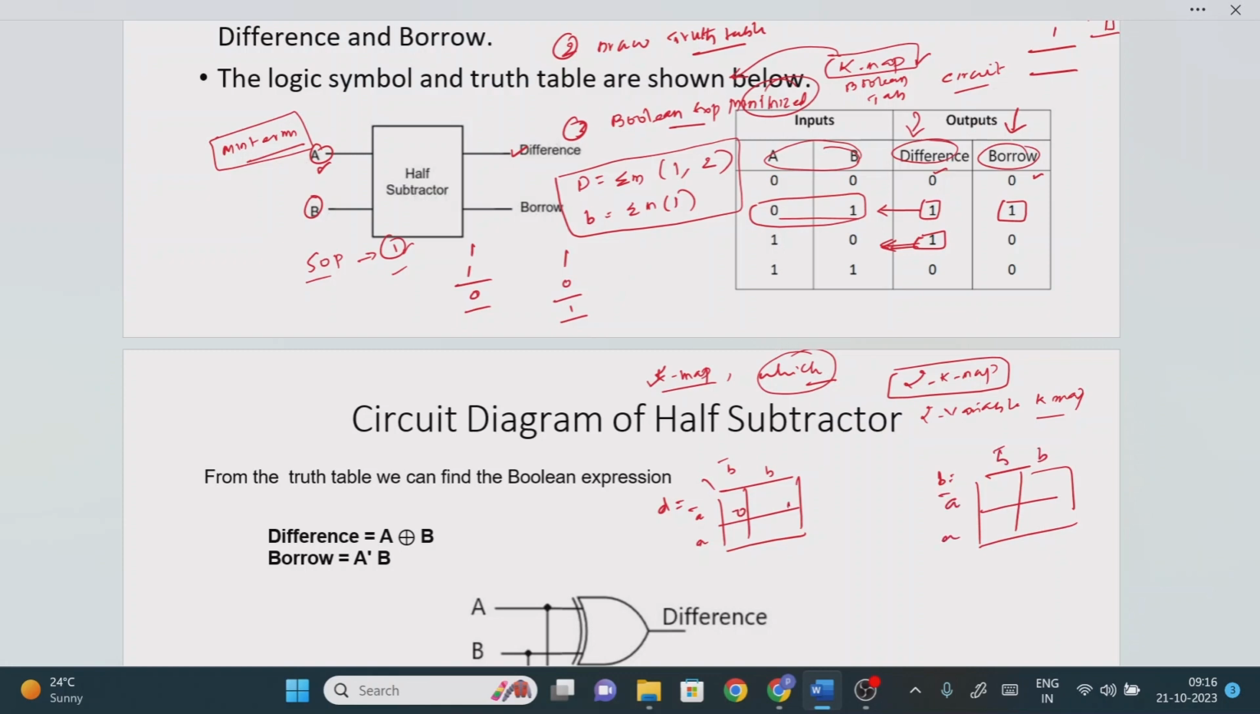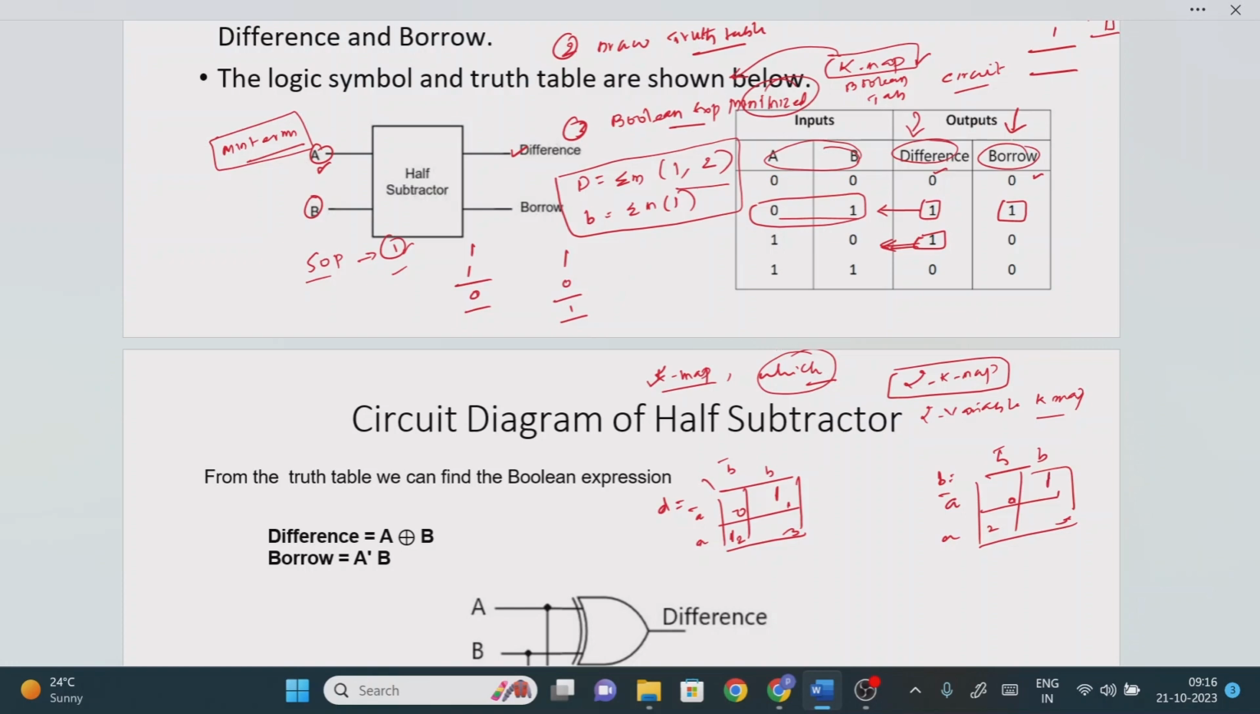If I write the cell locations, they are 0, 1, 2, 3 in each K-map. Now first we plot the minterms we got. 1, 2 for the difference. What is the minterm for the borrow? 1. This is position 1.